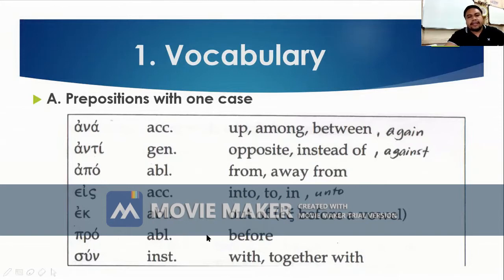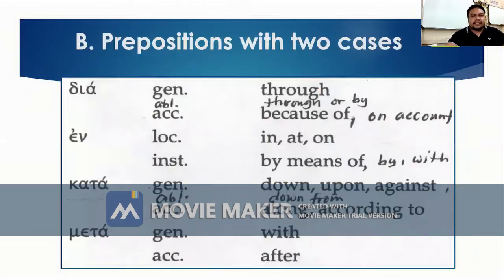The next preposition is pro. It is also in the ablative. It means before. It is different from anti, but this one is before. For example, in English we have the prelude, the pre-, but here it is pro in Greek. Next is syn. It's instrumental. It means with or together with. Syn: together with.